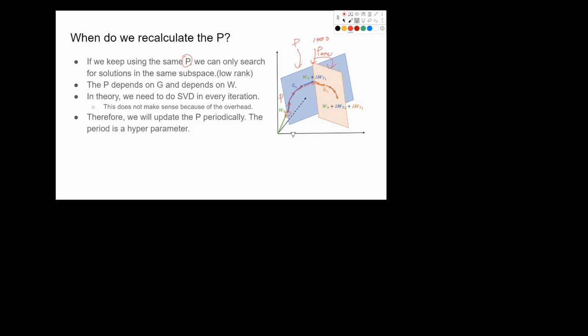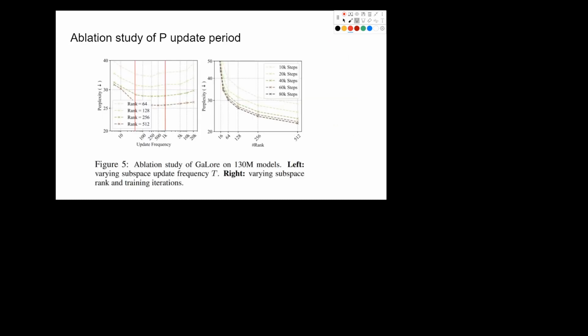Since we keep changing the subspace during the training, we hope that eventually we can cover the full range space, the entire dimension required by the weight matrix. So that's the result in the paper.